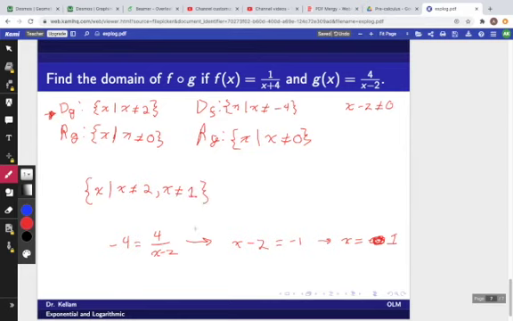So we look for the restrictions in the domain of g, then we look for the restrictions in the domain of f and compare that to the range of g.